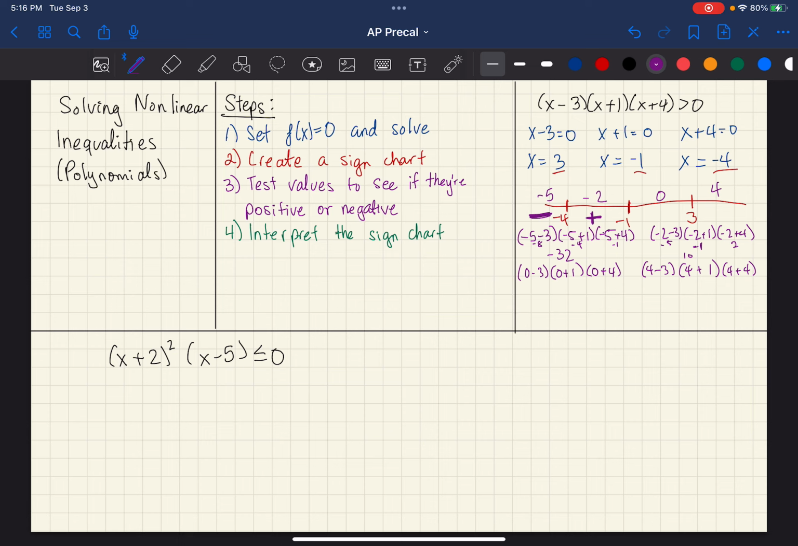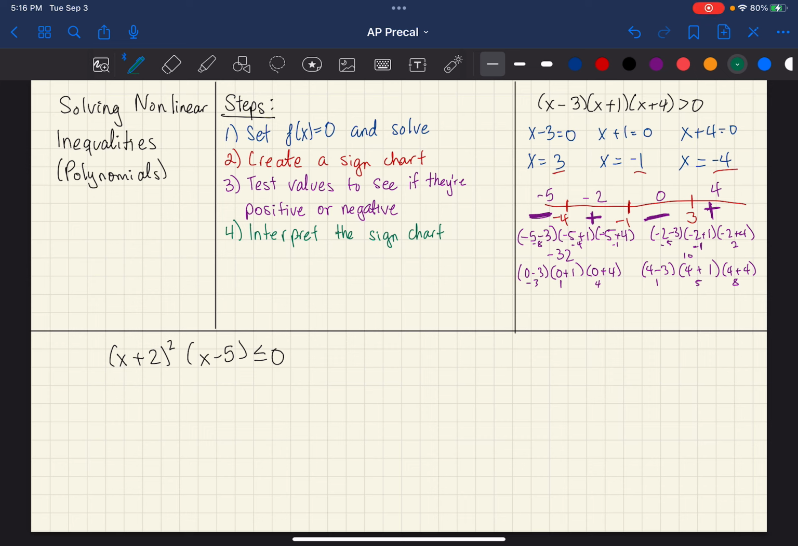Then I'm doing the next one, which is -3, +1, +4. Well, there's only one negative, which means that between -1 and 3, my values are going to be negative. And in the last one, I have 1, 5, 8. All 3 are positive, so this one is positive. Now, the last part is to interpret the sign chart.